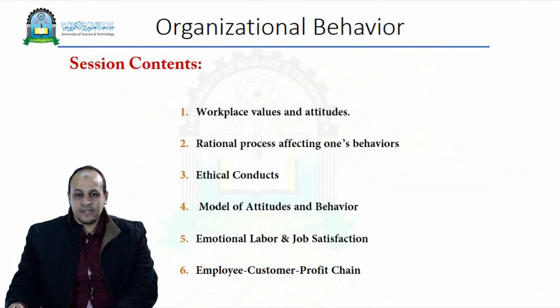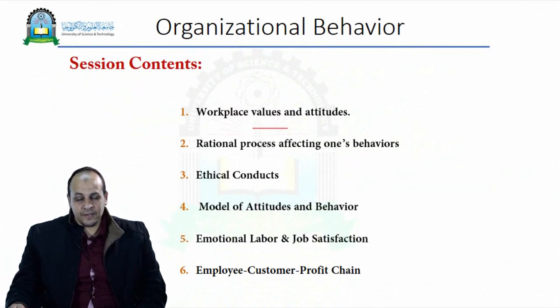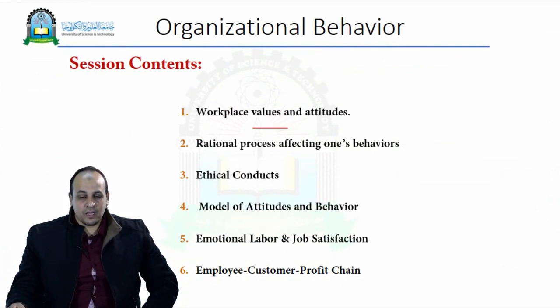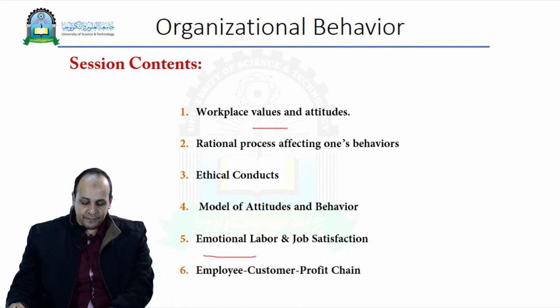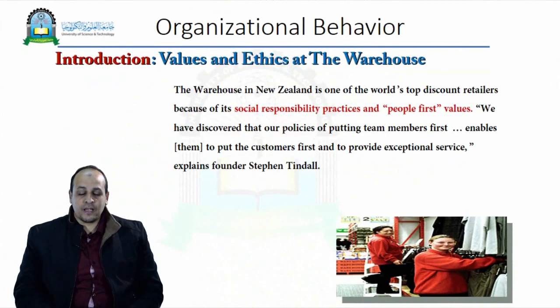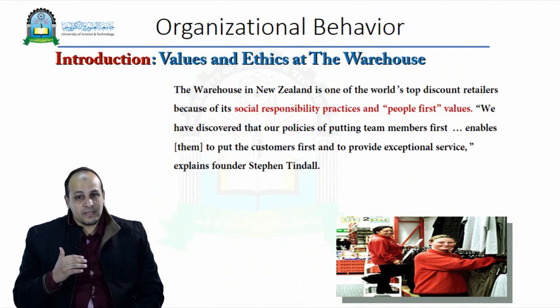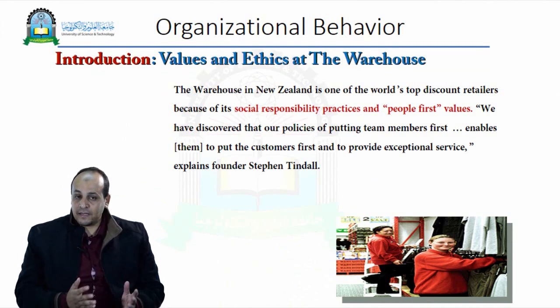According to these objectives, we have the following content. So here, as you can notice, the first one is about workplace values and attitudes. The rational process affecting one's behavior according to the values adopted by the company, the ethical conduct, model of attitudes and behavior. We will also talk about the emotional labor that the organization would like to create in its boundary, and job satisfaction, and the last point will be about the employee customer profit chain. So inshallah, as we start talking about values and ethics, we will figure out that this is another important factor that can help determine the main reason why people actually act in a given way.